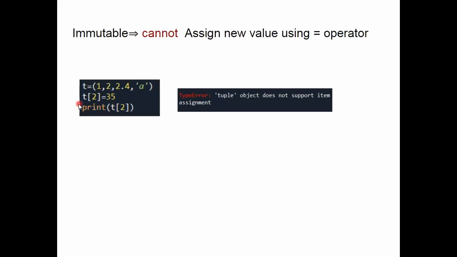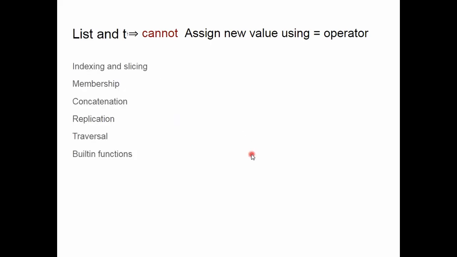Immutable means we cannot change the values of your tuple by using an assignment expression. This is at index number 0, this is index number 1, this is index number 2. If I want to change this value, I write P of 2 using indexing. If you use P of 2 equal to 35, it's going to generate an error message. The list and tuples are the same in indexing, slicing, operations, membership operations, concatenation, replication, traversal, and all the built-in functions, except two things: we cannot change the elements of a tuple and we have to use parentheses.